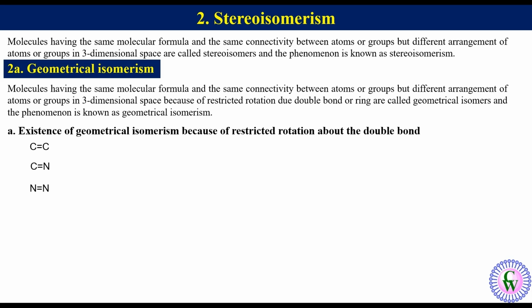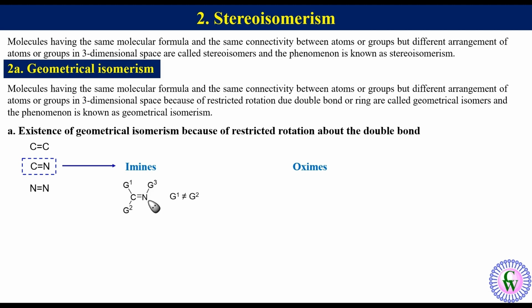Examples of geometrical isomers due to restricted rotation about the C=N double bond. These are imines and oximes. The general structure of an imine can be drawn like this. On nitrogen, there is a lone pair of electrons. For an imine to show geometrical isomerism, G1 and G2 should be different.